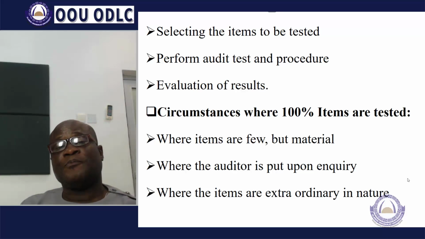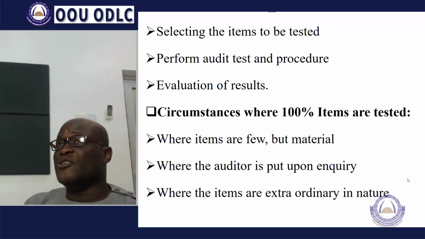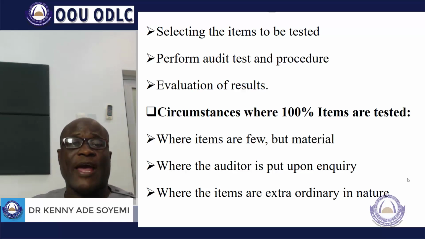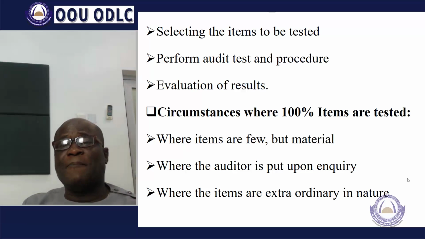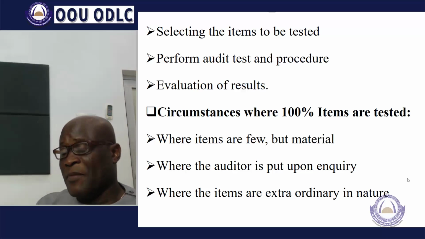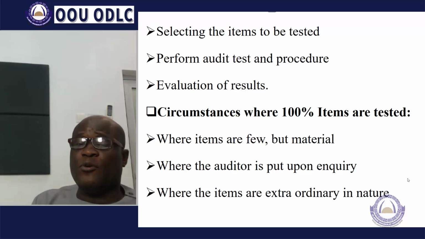However, in conclusion, as good as audit sampling is being recommended, audit is not a guarantee, you don't certify, it's opinion based. So there are some instances where, no matter what, a 100% check is still desirable, and these are the circumstances. Number one, where the items are few but they are material. Very, very important. They are few, they are material. So why do sampling? Go ahead and check them all, since they are few.